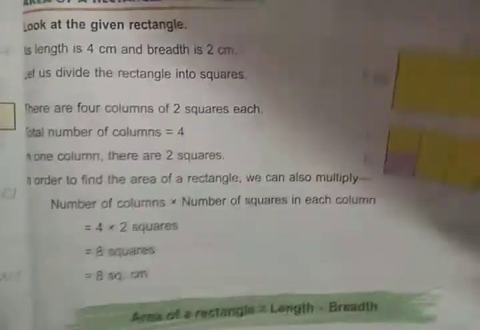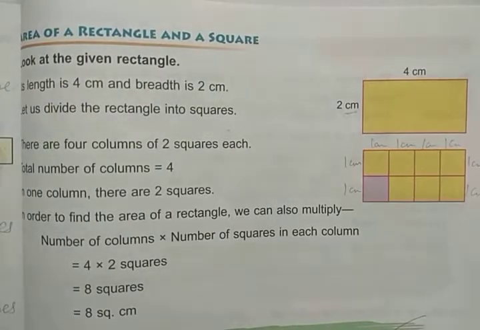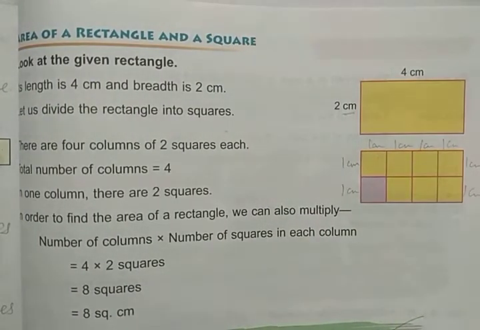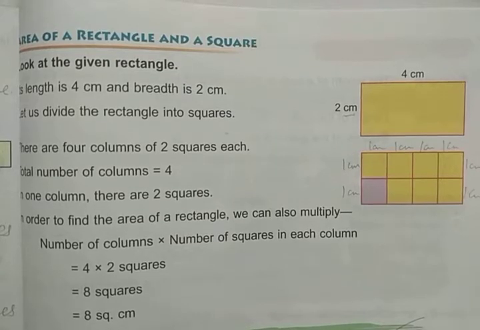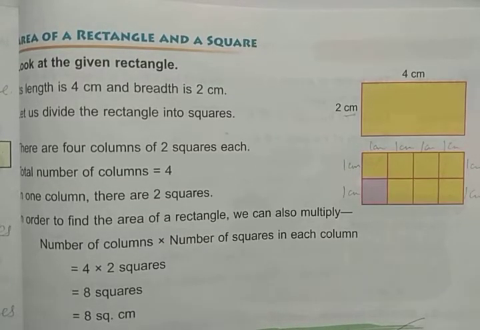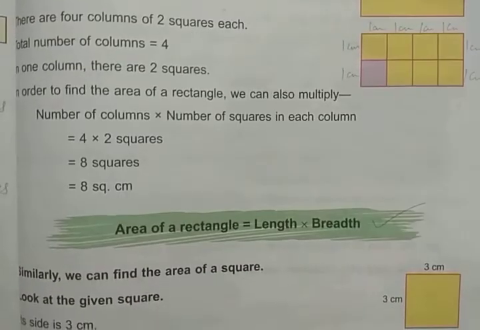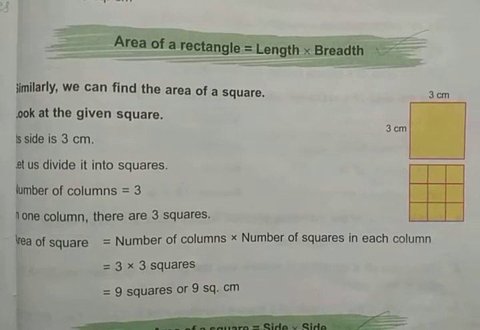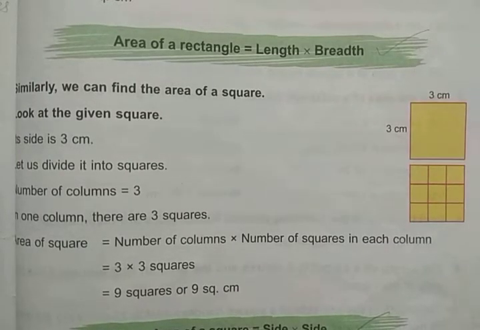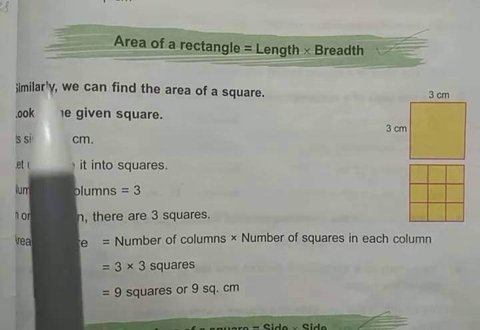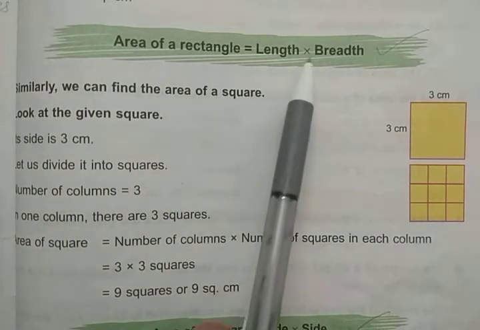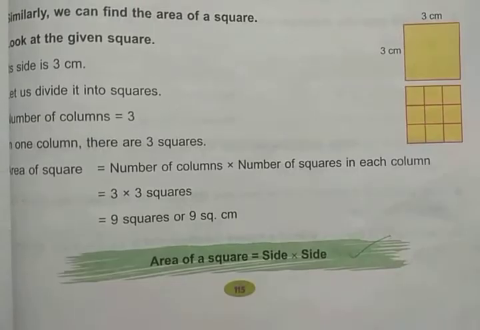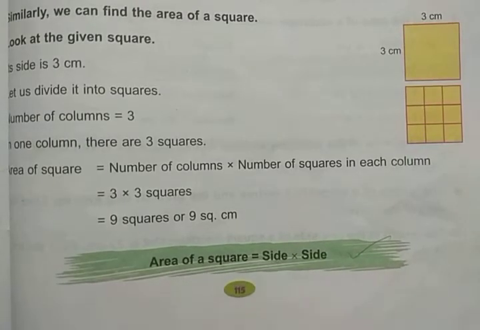And now, area of a rectangle and a square. To find the area of a square and a rectangle we have formulae, because in this class we have only areas of 2 closed figures, that is square and rectangle. So area of a rectangle is equal to length multiplied by breadth, and area of a square is equal to side multiplied by side. So to find area we have to learn these 2 formulae.